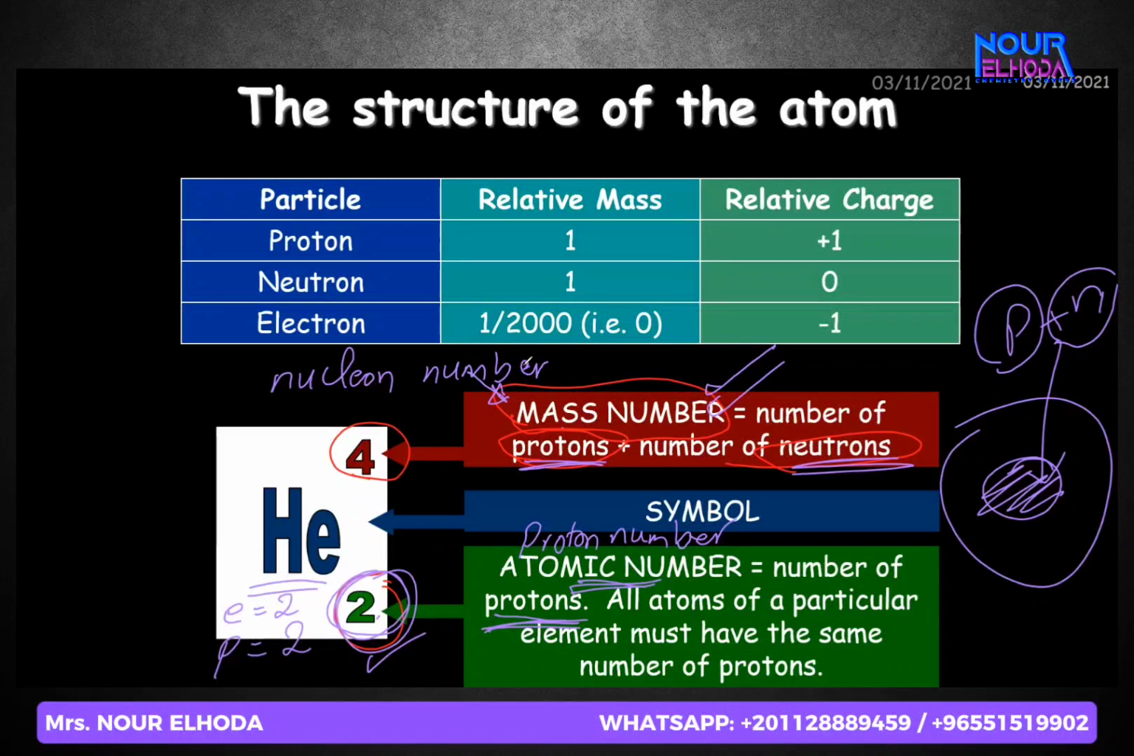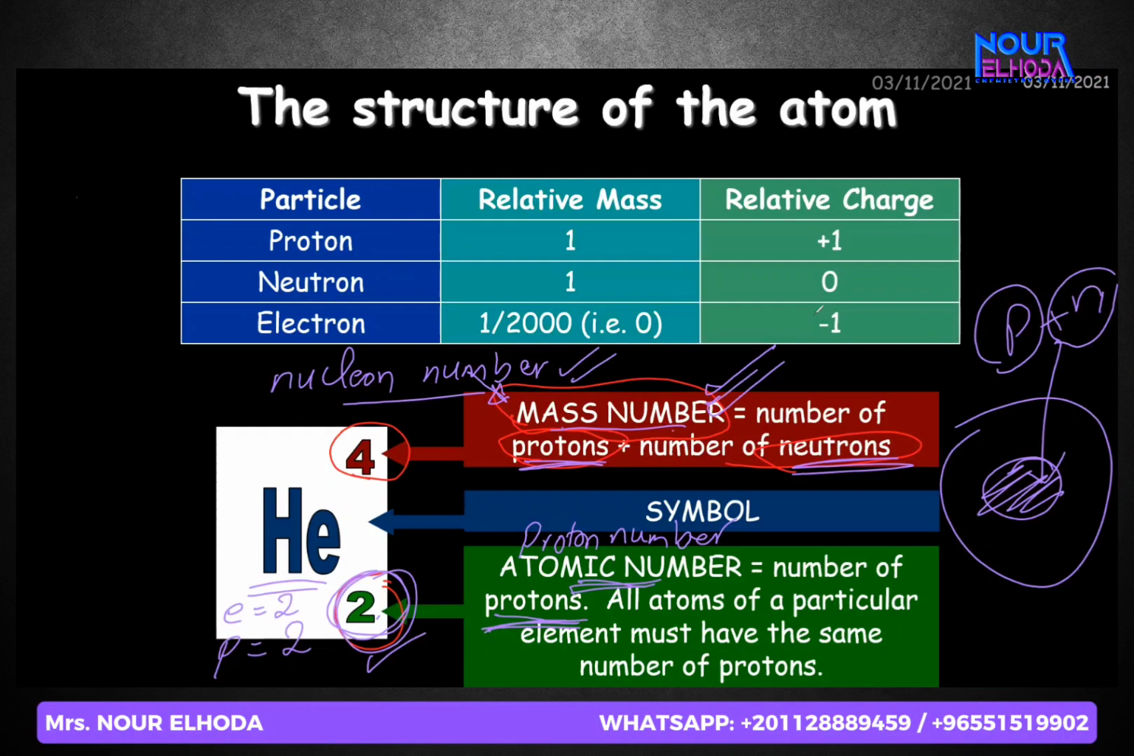Sometimes I'm going to say nucleon number in the exam, or sometimes I'm going to say mass number. You got my point? Clear? Both are correct. Mass number is correct, nuclear number is correct. Okay, we take care about the two names, please. Sometimes you call it this, sometimes they call it that.